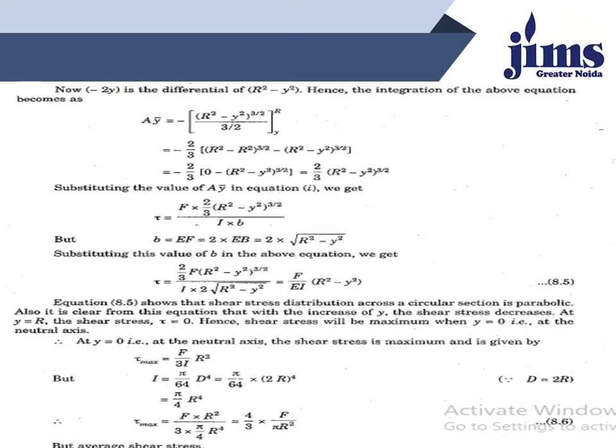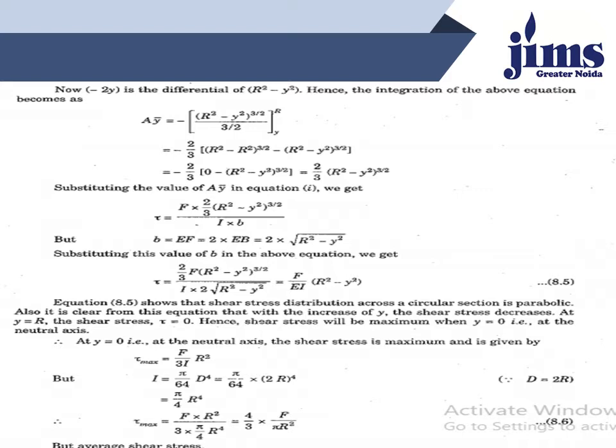So minus 2y is the differential of r square minus y square, hence the integration of the above expression becomes Ay is equal to minus of r square minus y square whole power 3 by 2 divided by 3 by 2, with limits y and r. So the final expression of Ay is equal to 2 by 3 r square minus y square whole power 3 by 2. So Ay is equal to the moment of the shaded area.